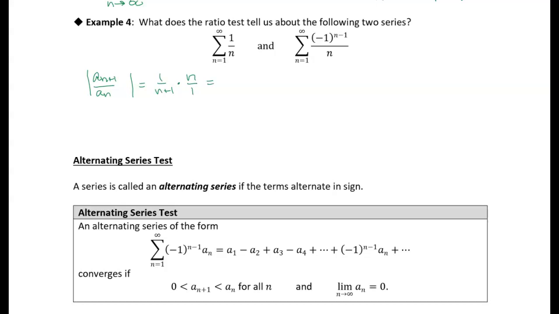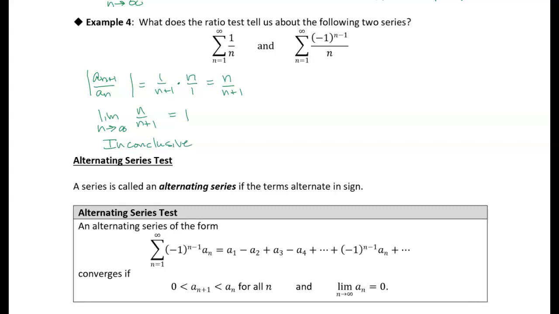So that's just n over n plus 1. And the limit, as n goes to infinity, of n over n plus 1 is just equal to 1. So this is a case where our ratio test is inconclusive. Inconclusive, right? We can't tell anything from the ratio test.